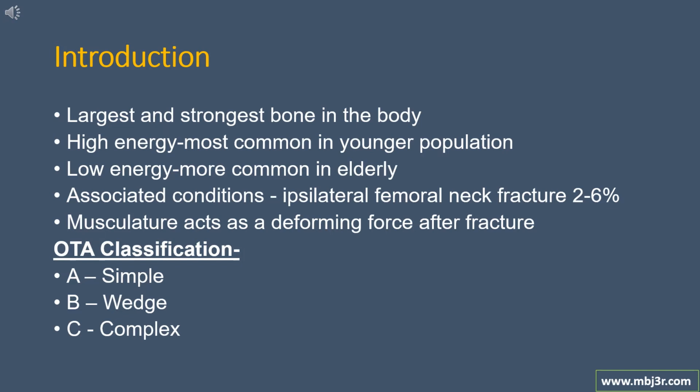If there is clinical suspicion, you have to do a CT scan or an MRI scan. The femur is covered by very strong muscles, and these muscles act as a deforming force after fracture. There is a simple OTA classification. A means simple fractures, B wedge fractures, C complex fractures. But this classification won't make a big difference in the treatment of femoral shaft fractures.